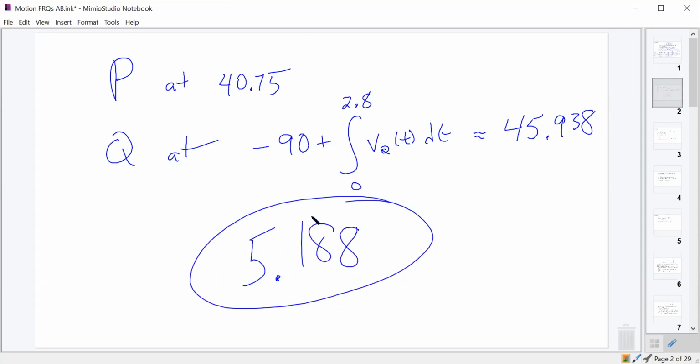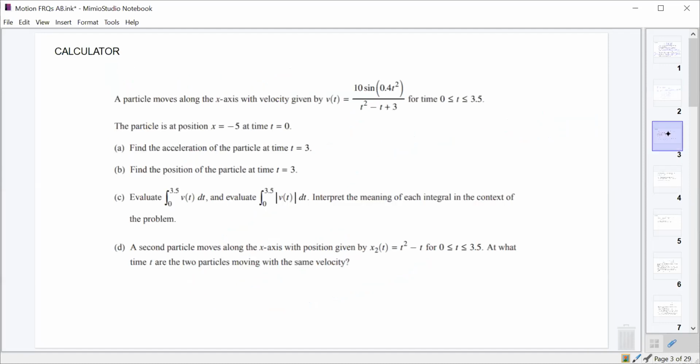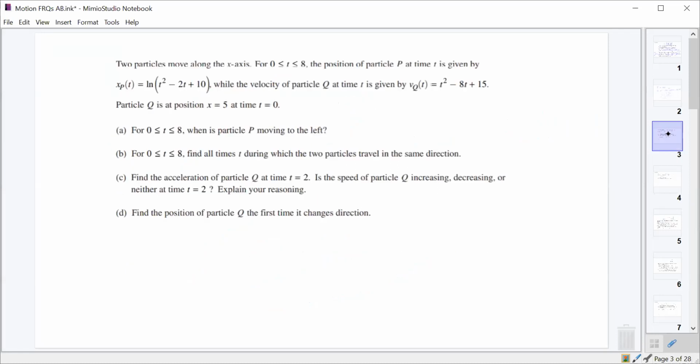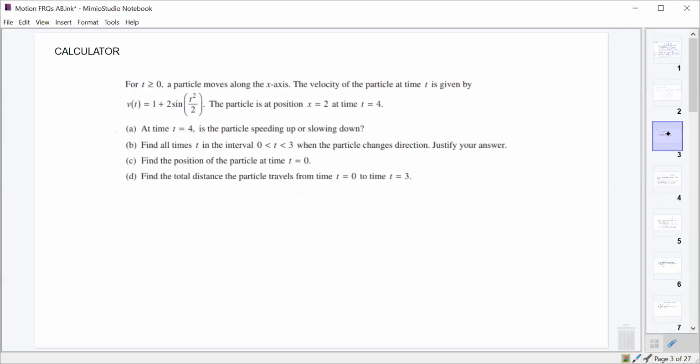Okay. All right. Everybody good with that? Any questions or issues with that one? We feel reasonably okay about the motion problems? The more of them we do, the better we're going to get at them. We did this one last time, right? This was the next one I said to do.